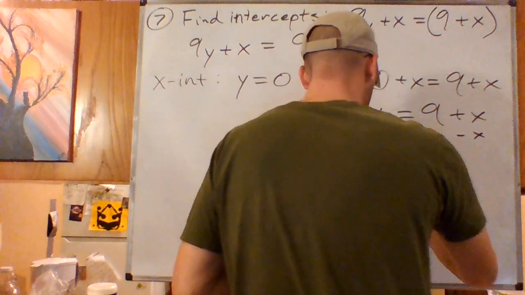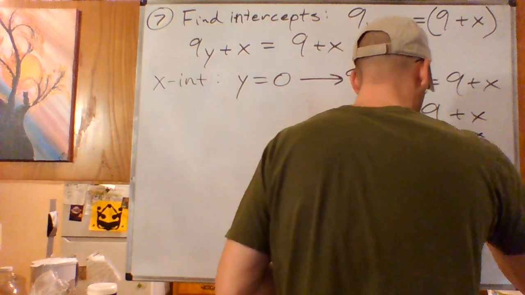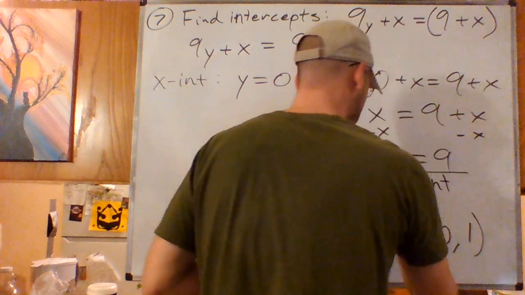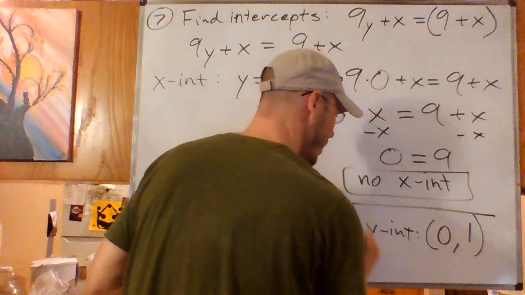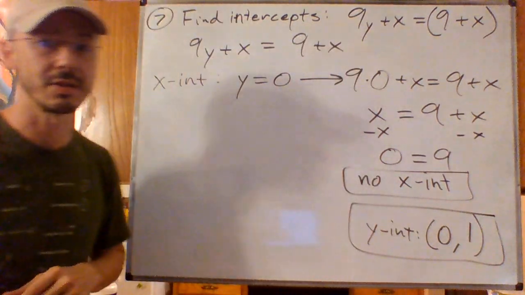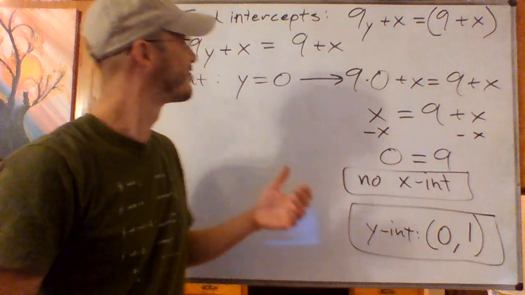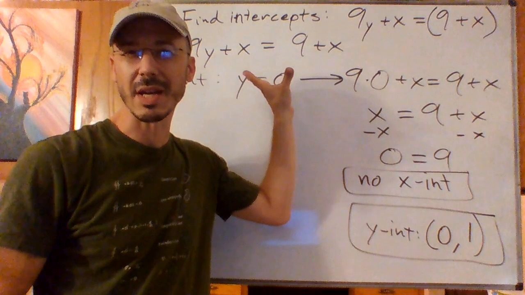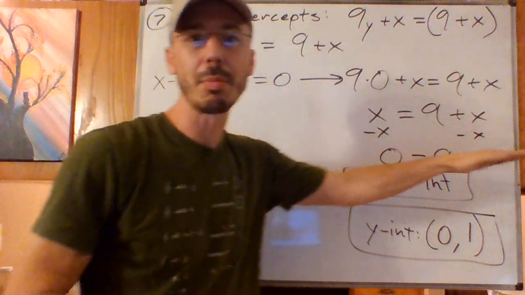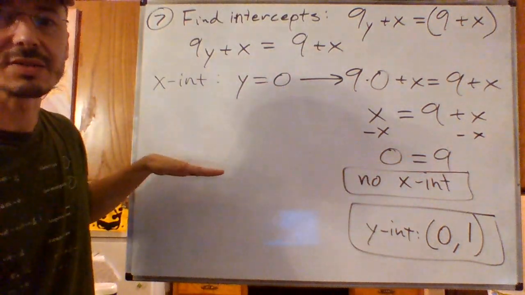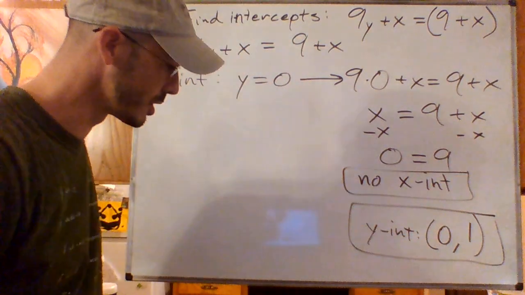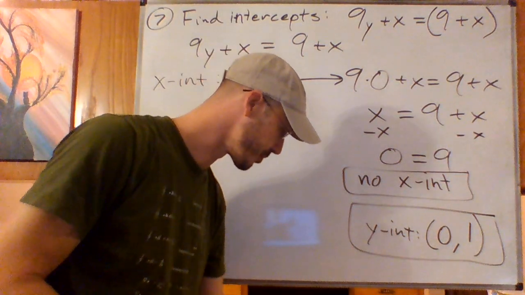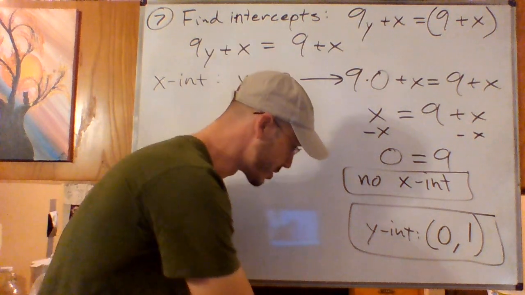So, no x-intercept. This was my y-intercept, but there is no x-intercept because this is a horizontal line. It doesn't go up or down. It goes horizontally flat, so it doesn't come down to the x-axis. So no x-intercept.